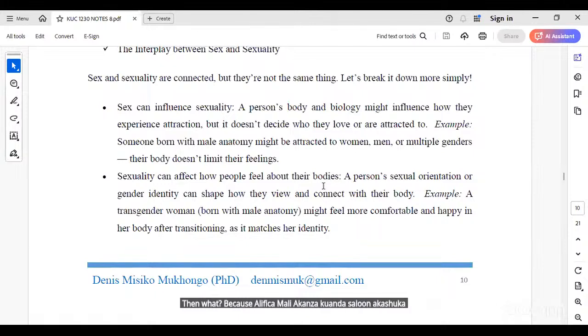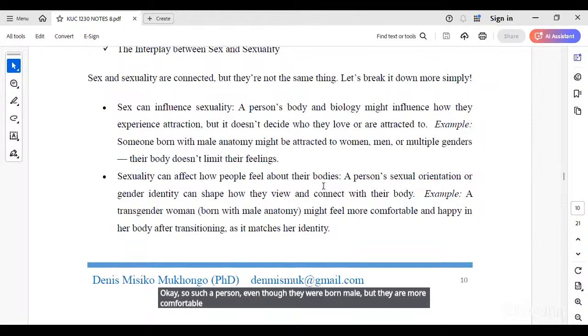Okay. So such a person, even though they were born male, is more comfortable identifying as female. Okay.